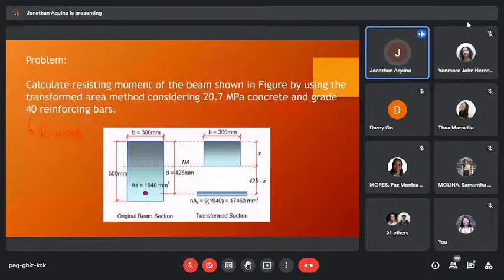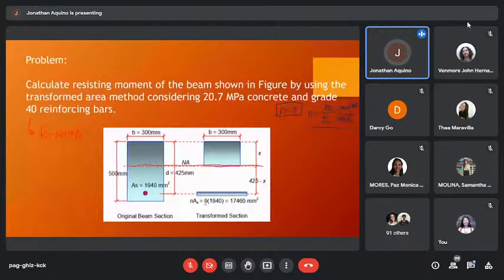Okay. So in this problem, let's assume na yung modular ratio is equal to 9. But in real design, you need to compute n is equal to Es over Ec, or just simply 200 times 10 to the 3 megapascal divided by 4,700 square root of f'c.